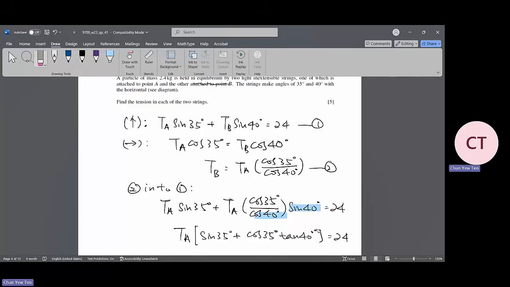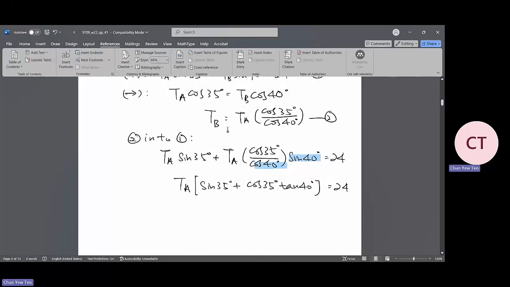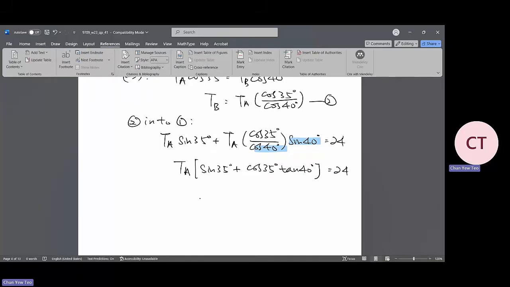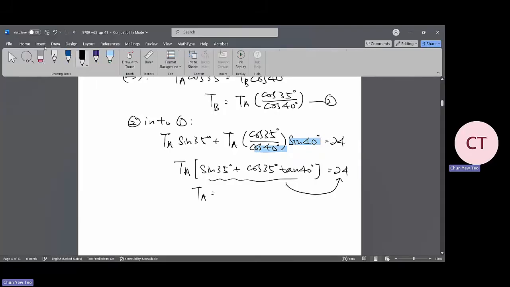Now after I have this, I can find TA. Just press the calculator, and then bring it over here to divide. You can press it yourself. I press it directly, so the answer will be 19.0 Newton, correct to 3 significant figures.